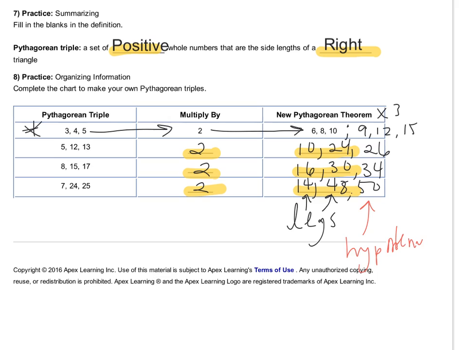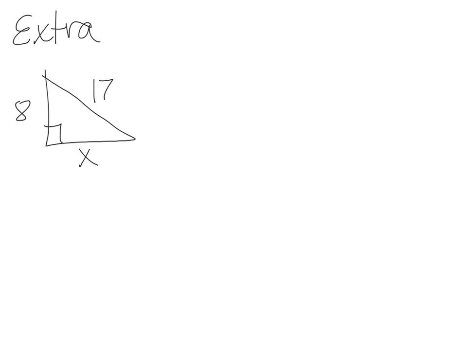Now I'm gonna be honest with you, I really don't think that you need to memorize these right here because the 3, 4, 5 and 5, 12, 13 are the two most common ones that you'll see. All right. Okay, so I have an extra problem for you.